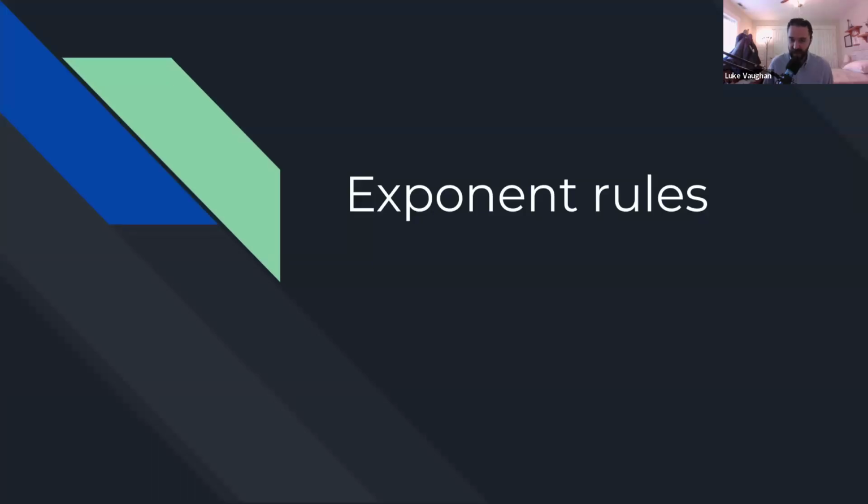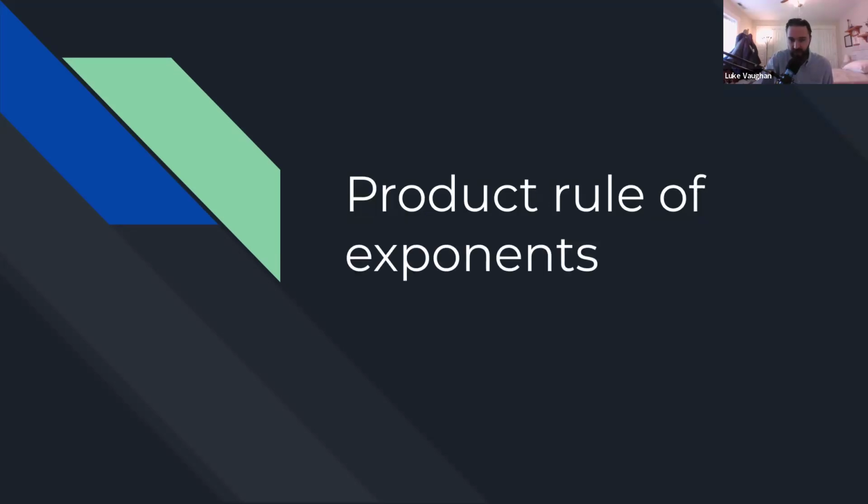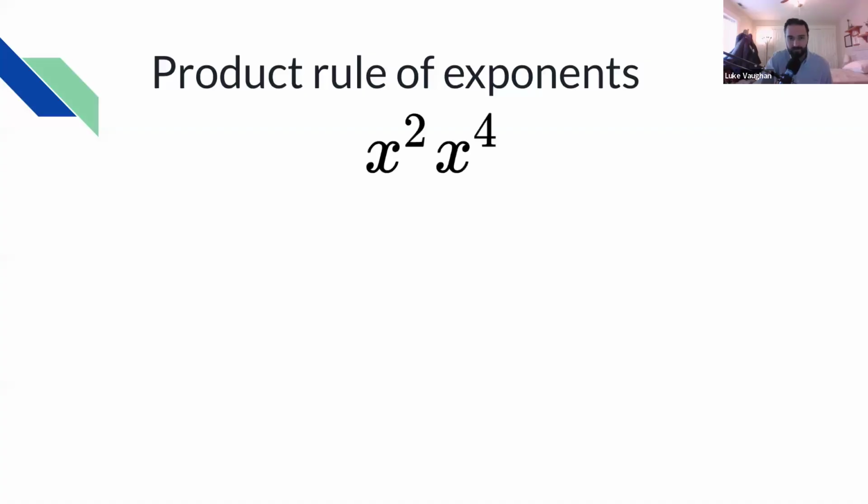Simplifying algebraic expressions is one of the most common tasks that we have in college algebra. So it's crucial for us to learn these rules and learn how to implement them effectively. All right, the first rule we're going to take a look at is called the product rule of exponents.